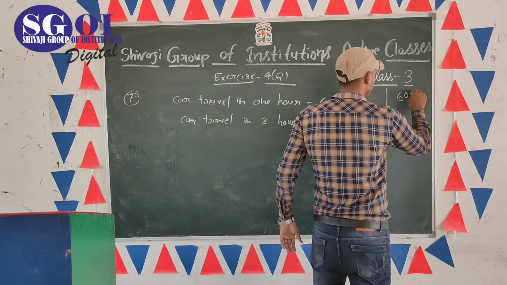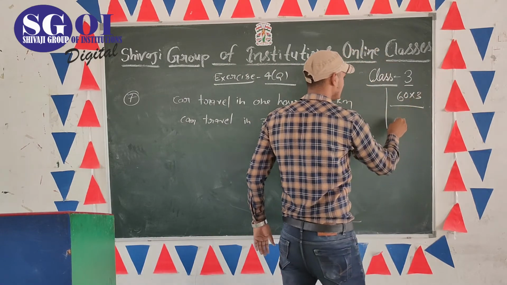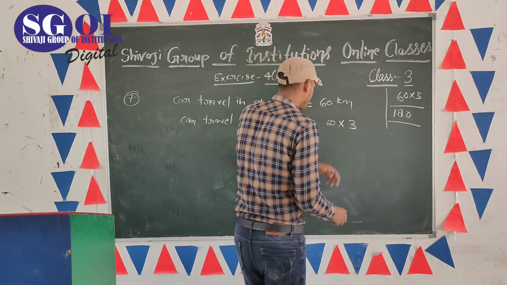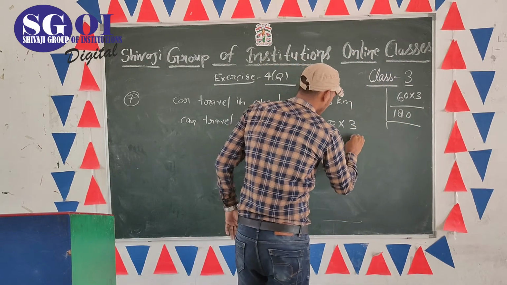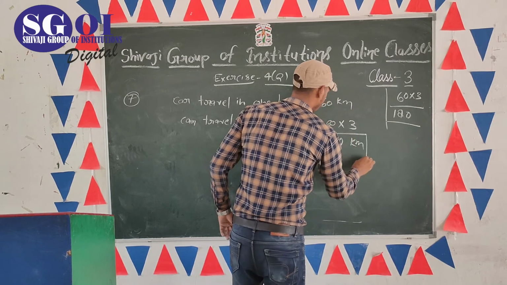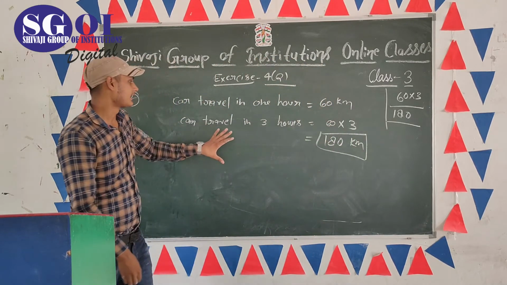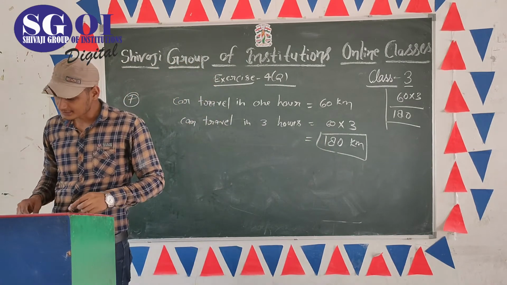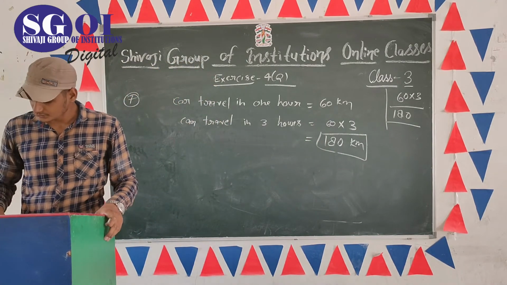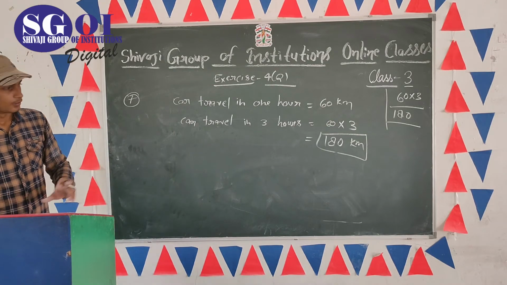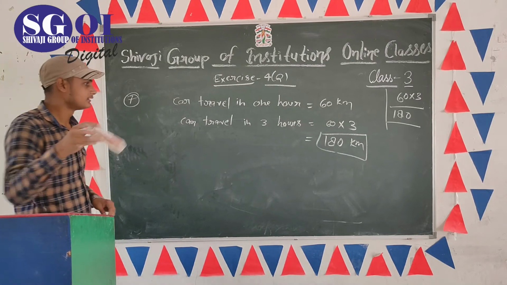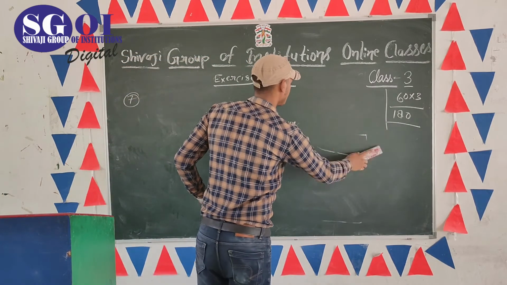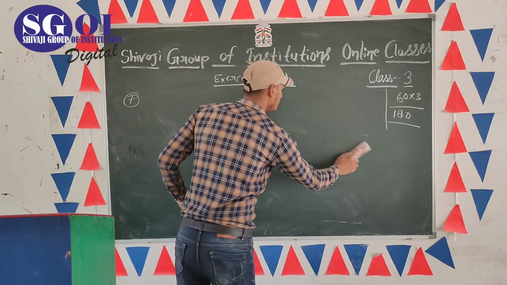Multiply 60 multiplied by 3. 3 6s are 18, and 1 zero on the right side. So the answer is 180 kilometers. Car travel in 3 hours is equal to 180 kilometers. Okay, students, it means the car goes 180 kilometers in 3 hours. Okay. Next question. Read question number 8.